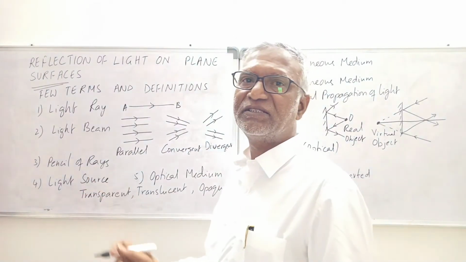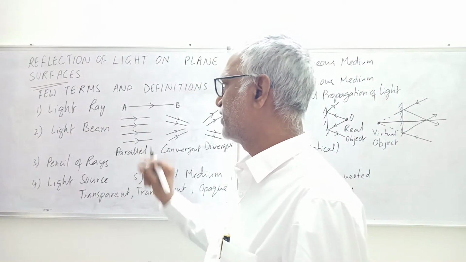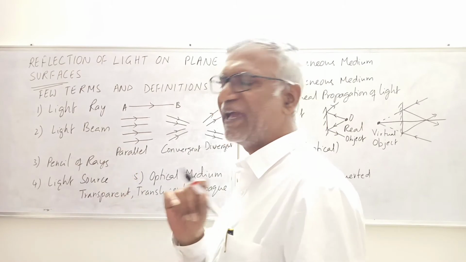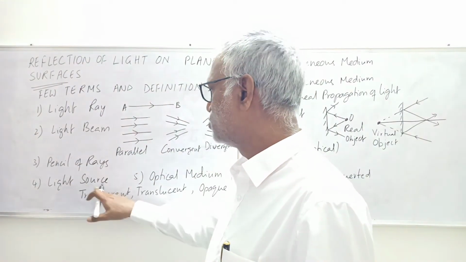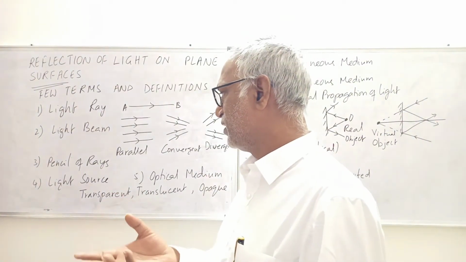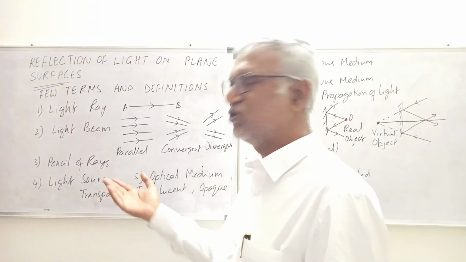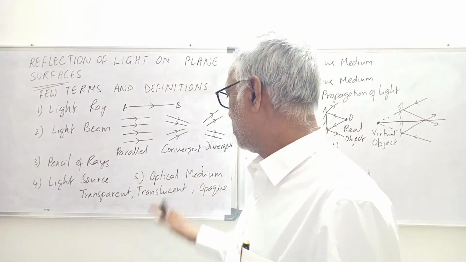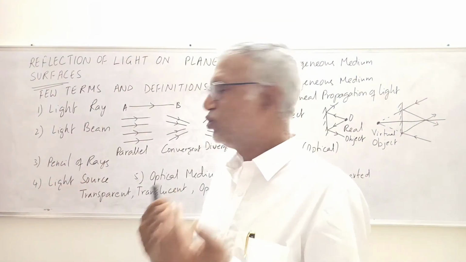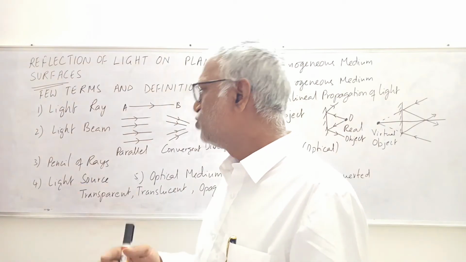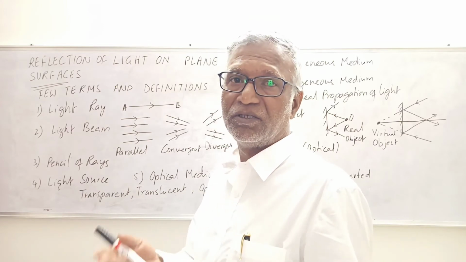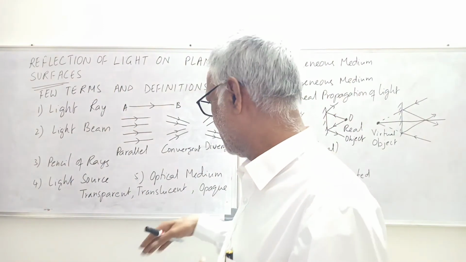Then pencil of rays means if a narrow beam of rays, a narrow pipe of rays, is there, then it is known as pencil of rays. Light source means which will emit the light. Basically bulb, sun, candle, all those are light sources. Luminous bodies will illuminate the light actually. Light sources means, for example, bulb, sun, candle, etc.